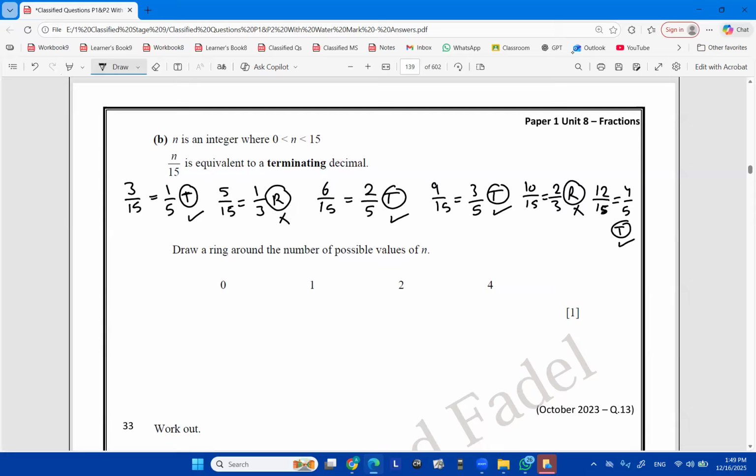So how many possible answers are there? The possible values of n are actually here. If n is 3, so I got here 1, 2, 3, 4 possible values of n. So it is a 4.